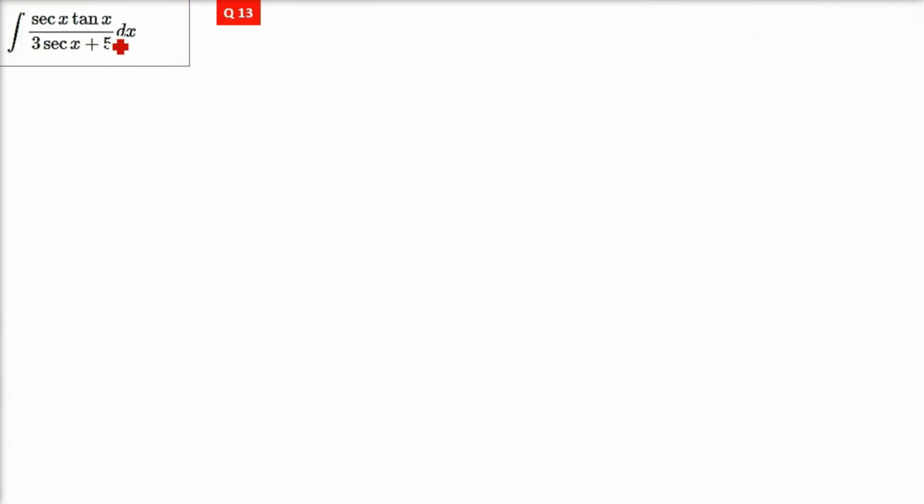Okay, 3 sec x plus 5 in the denominator. In the numerator we have sec x tan x. And we know that the differentiation of sec x is sec x tan x. So you can see how things unfold. Sec x, if you put it as t, I'll show you one more question where it's not necessary to put 3 sec x plus 5 as t. You can have sec x equal to t also. You'll see that in a later question. Right now sec x equals t, dt by dx is sec x tan x.